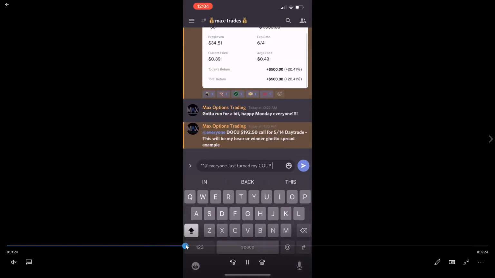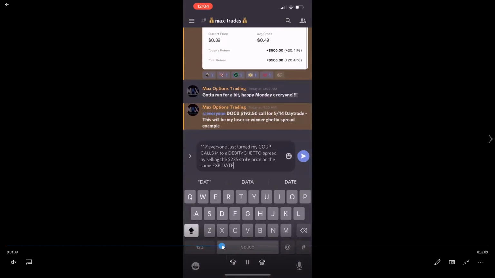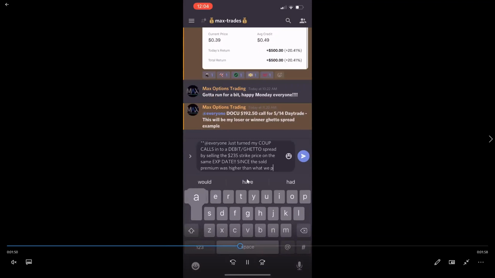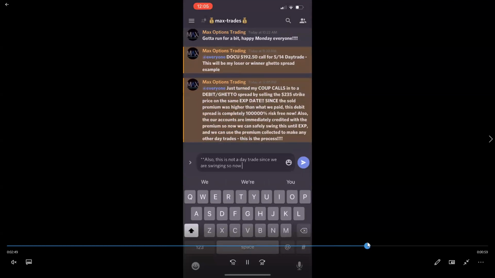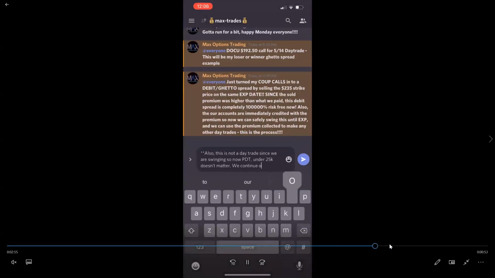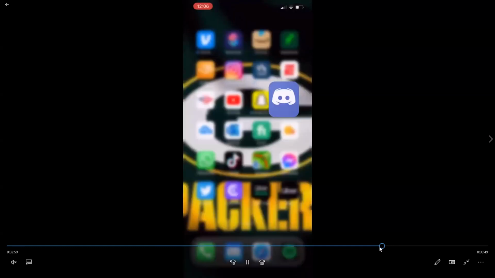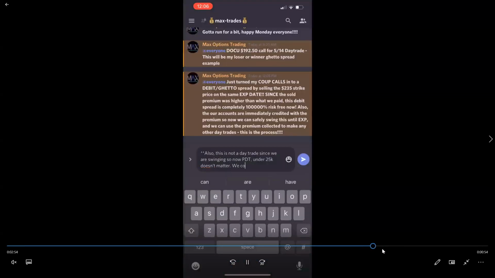Let's fast forward a little bit. Just turn my Coop into a debit ghetto spread. Since we sold the premium that is higher than what we paid, this debit spread is 100% risk-free, and we could safely swing trade. Show them the picture. Also, this is not a day trade. Bang. That's it. That's as easy as it gets right there, right?